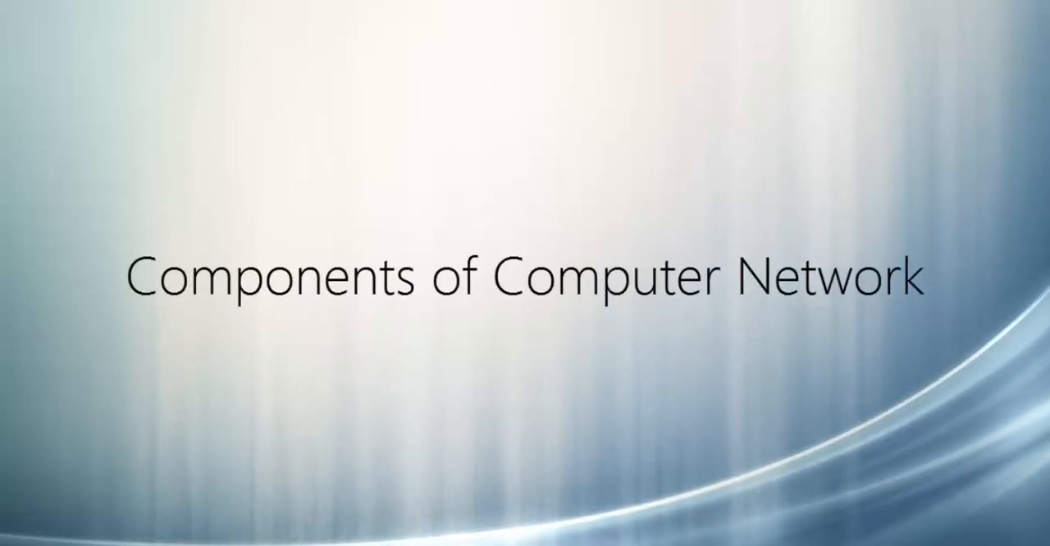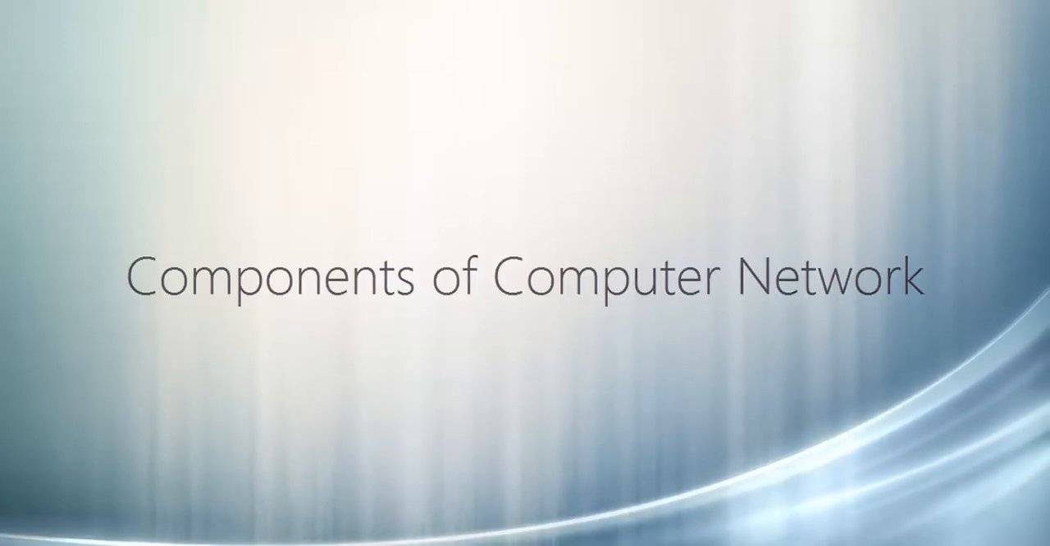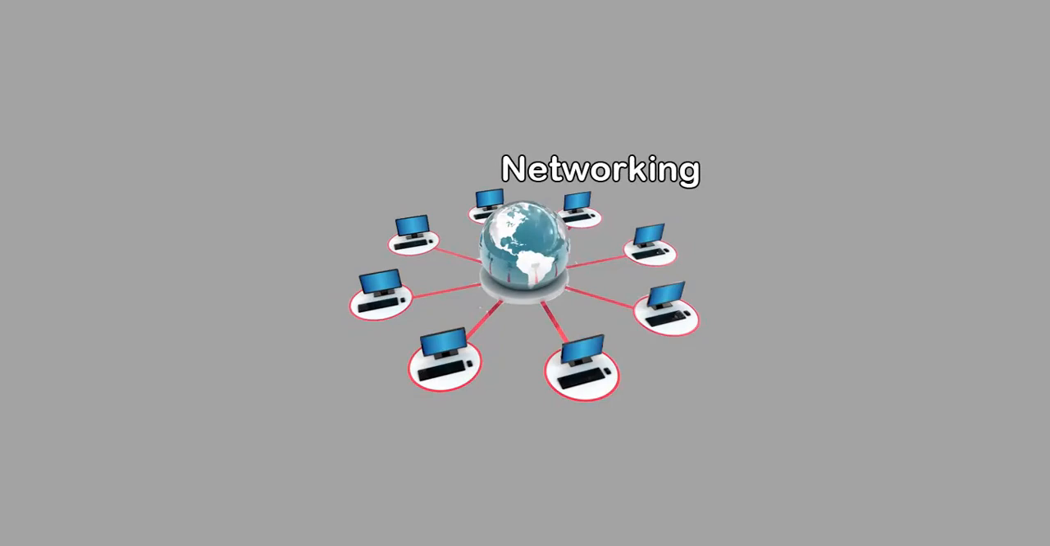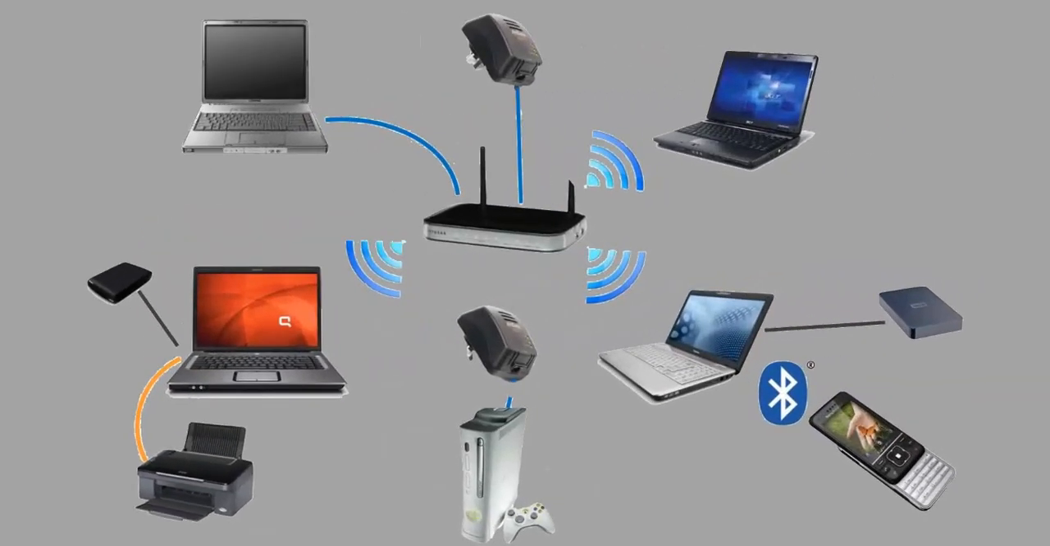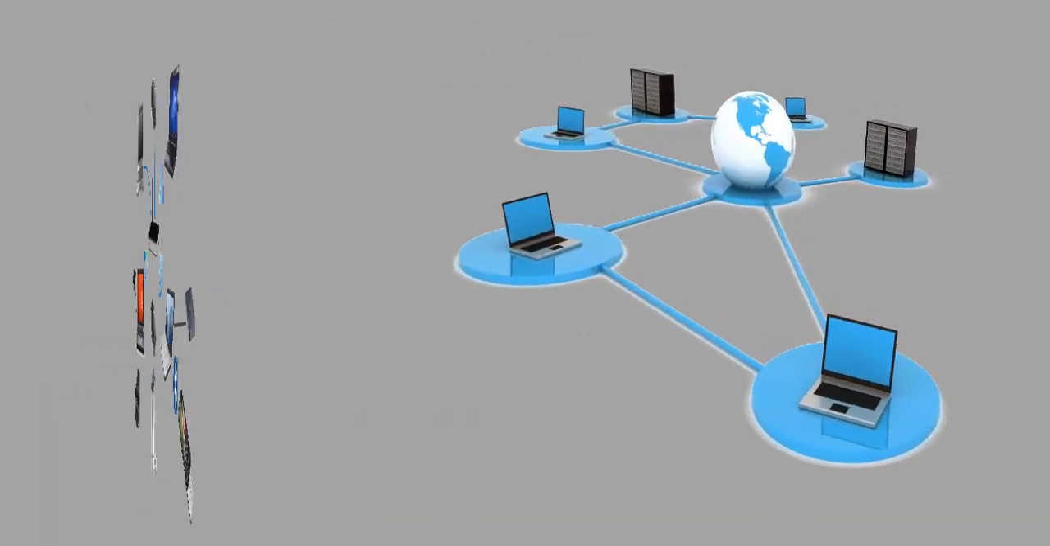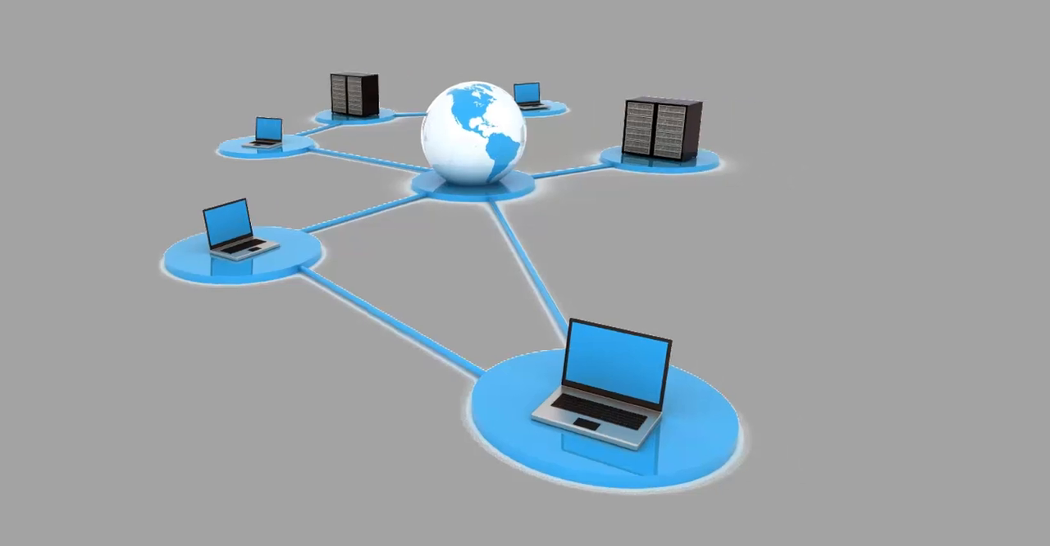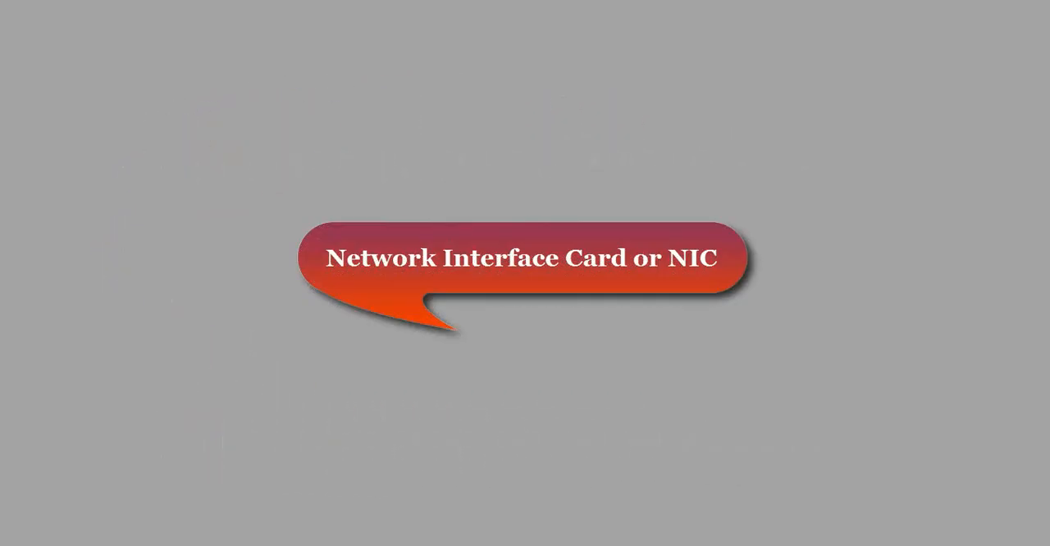Components of a computer network. To build up a computer network, hardware devices and software are essential besides the computer. Which component is essential for which computer is dependent only on the type and area of network. Mostly used components of any computer network are Network Interface Card or NIC.